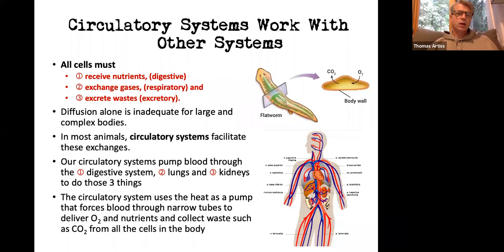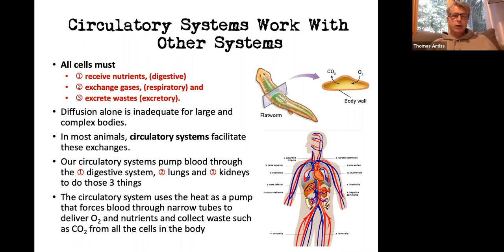And then last but not least, we need to excrete any wastes. We'll talk in a little bit about one of the products of cellular metabolism of proteins, nitrogenous waste, which needs to be circulated through the body and then excreted. So our circulatory systems perform a variety of functions, including receiving nutrients, circulating the nutrients around the body, circulating gases, and picking up waste and transporting it to the kidneys, where it can be excreted through our urine.